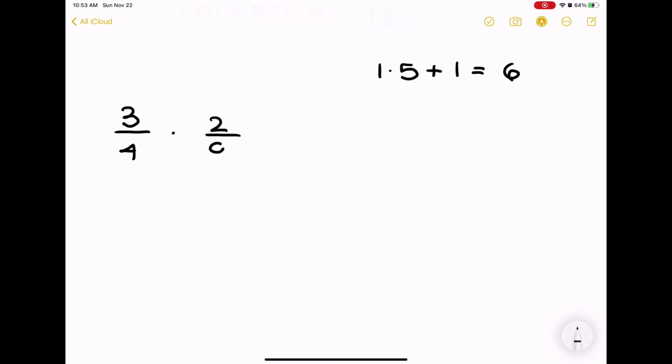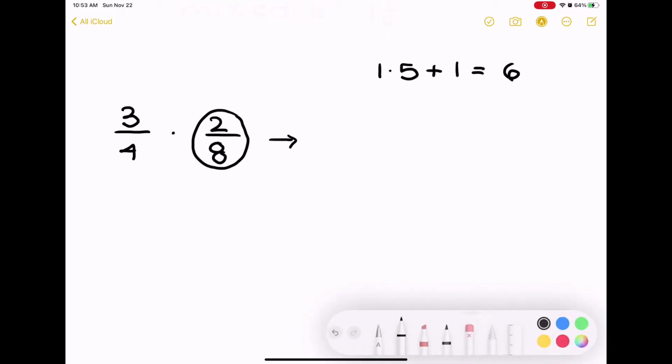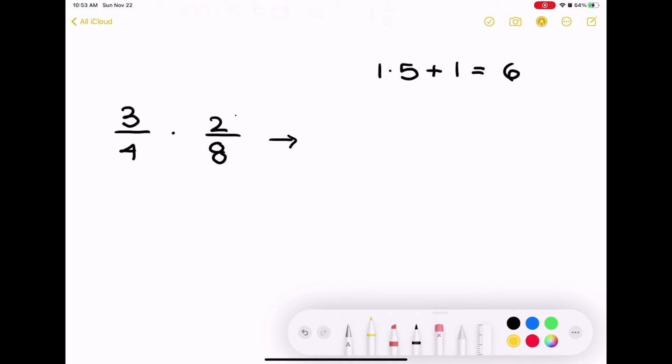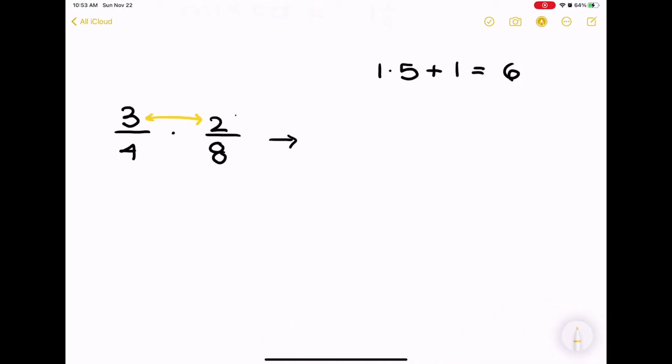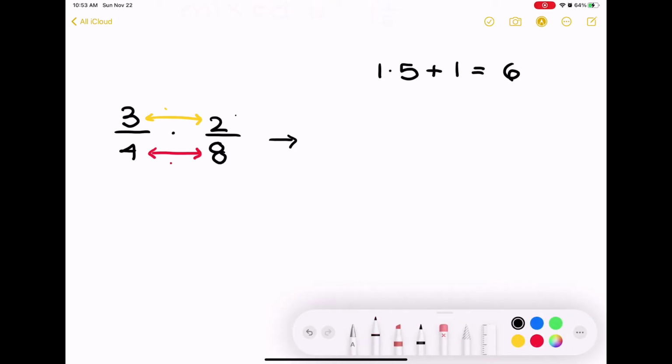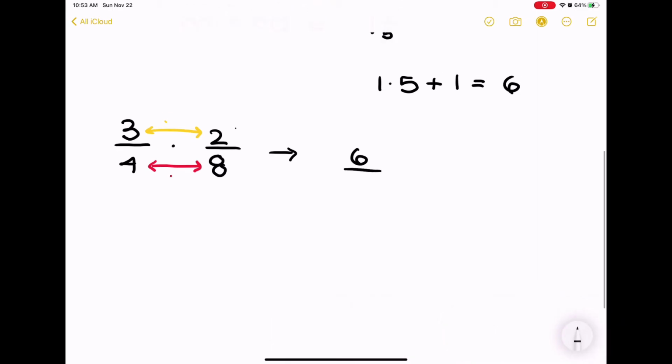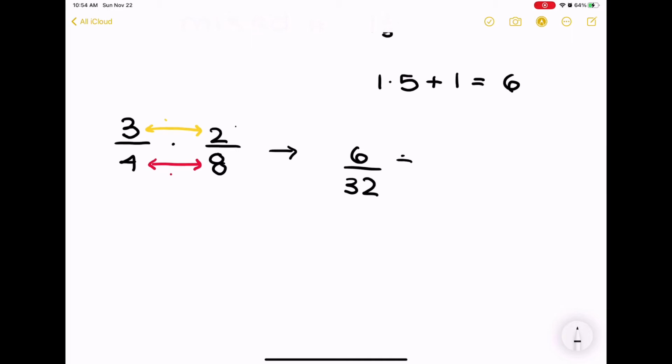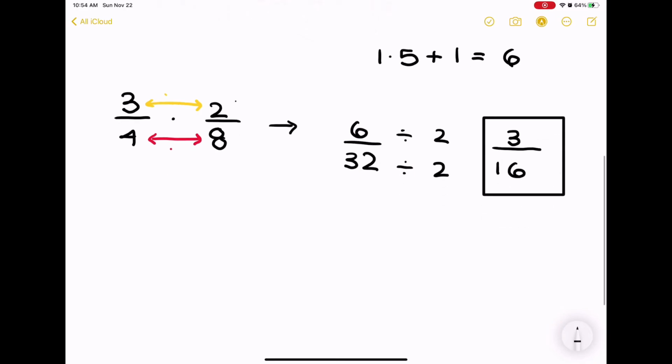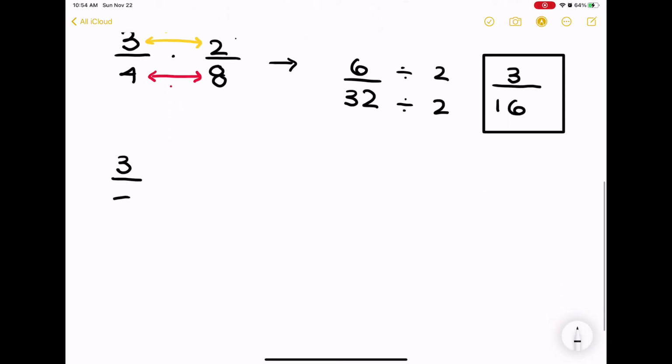So let's say we have 3 over 4 times 2 over 8. 2 over 8 can be simplified, but let's not get into that right now. 3 over 4 times 2 over 8. So we're going to multiply 3 and 2, and we're also going to multiply 4 and 8. So 3 times 2 is 6, and 4 times 8 is 32. And we can simplify this by dividing the numerator and the denominator by some number that is divisible by both of them, which in this case is 2.